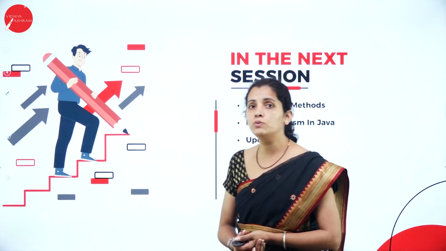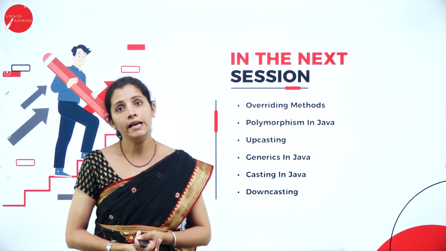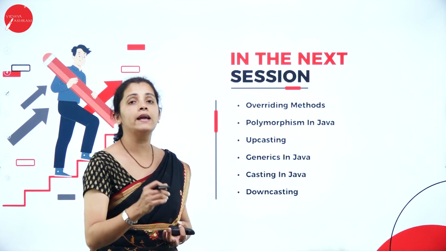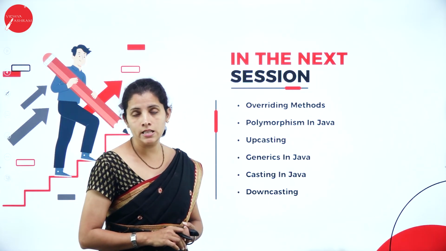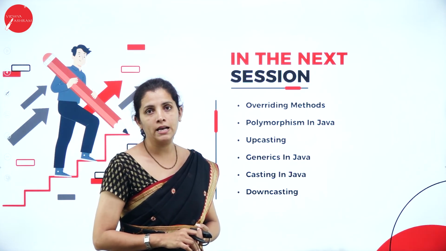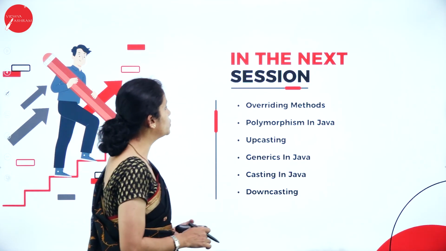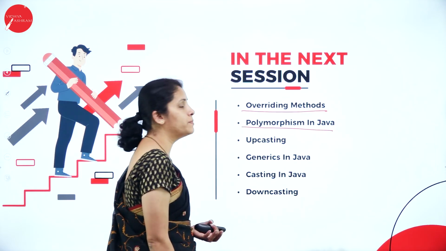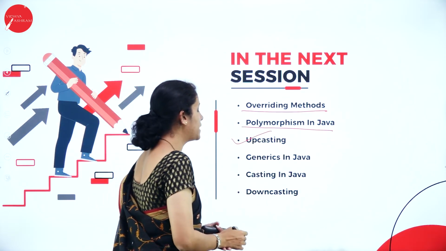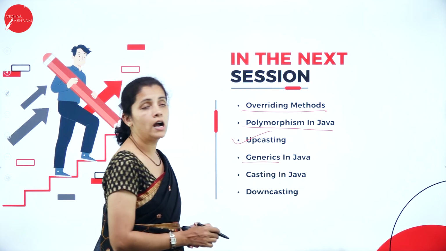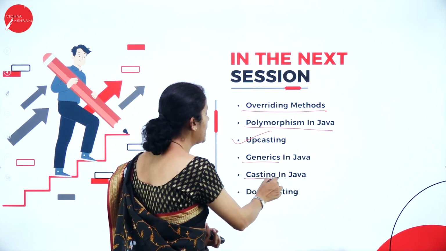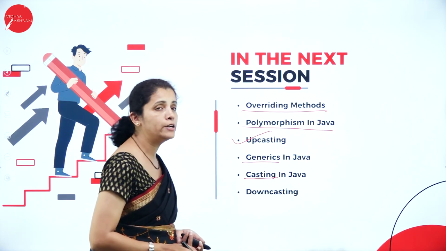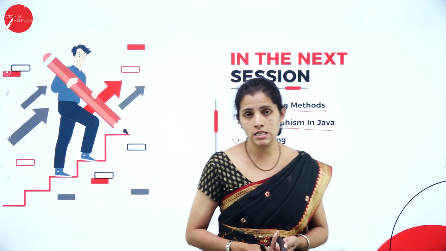Anyway, dear student, in today's session, I started with what is an inheritance, how to inherit, what are the advantages of inheritance and the different types of inheritance supported by the Java programming language. In my next session, I'm going to deal with overriding methods. In that, I'm going to deal with polymorphism. Then I'm going to deal with upcasting, generics in Java. Along with that, I'm going to deal with typecasting, and in that, downcasting. Dear student, these are the topics I'm going to deal with in my next session.